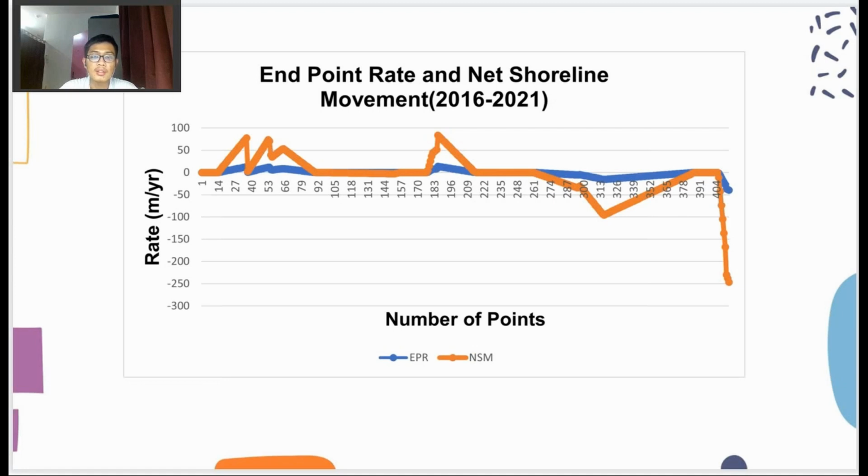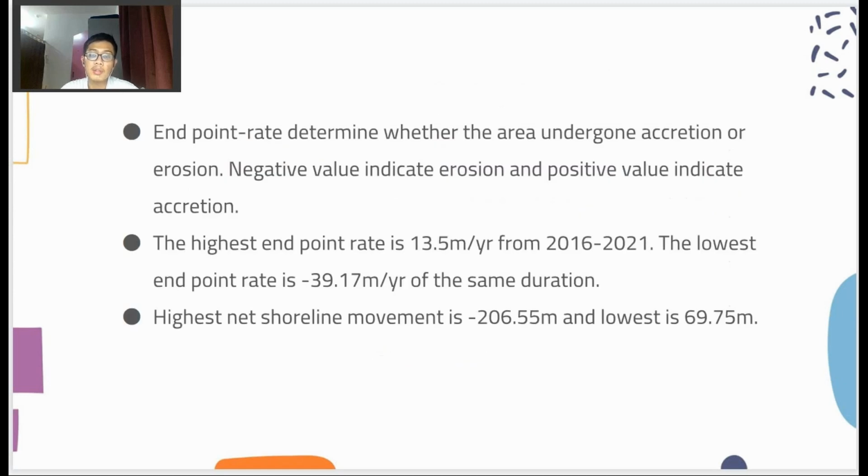So this graph tells us about the endpoint rate and net shoreline movement between 2016 to 2021. So what is endpoint rate? So endpoint rate is the distance of shoreline travel within the time lapse. In this case it is about 5 years, and net shoreline movement is the movement of shoreline referring to the baseline. So endpoint rate determines whether the area has undergone accretion or erosion. So the negative value indicates erosion and positive value indicates accretion.